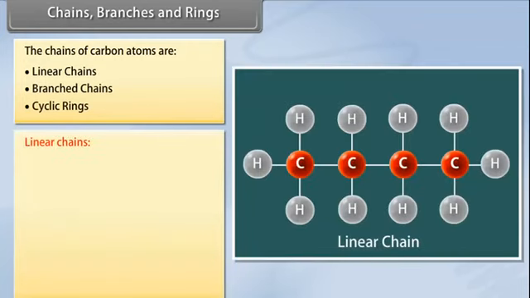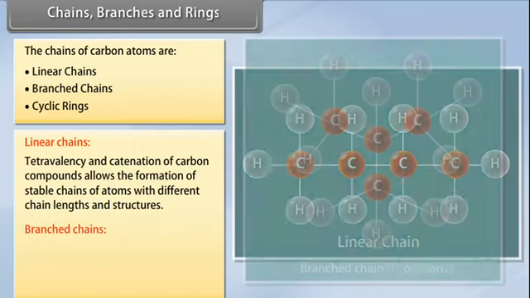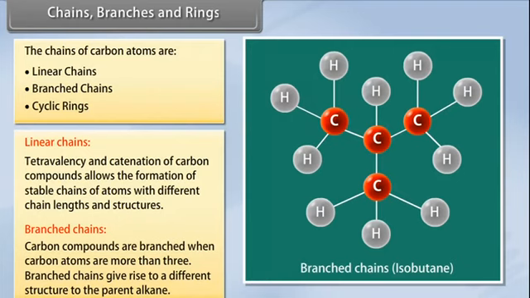Linear chains. Tetravalency and catenation of carbon compounds allows the formation of stable chains of atoms with different chain lengths and structures. Branched chains. Carbon compounds can be branched when the carbon atoms are more than 3. Branched chains give rise to a different structure to the parent alkane.